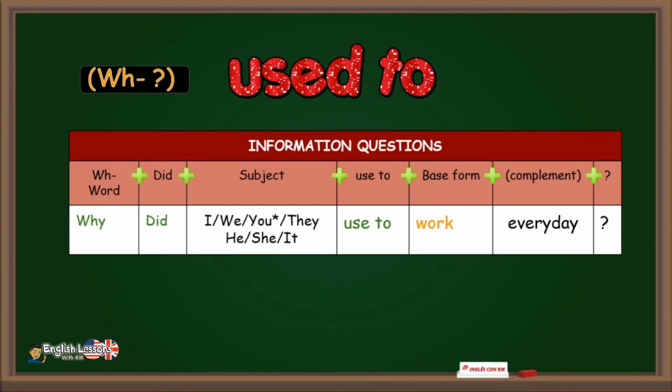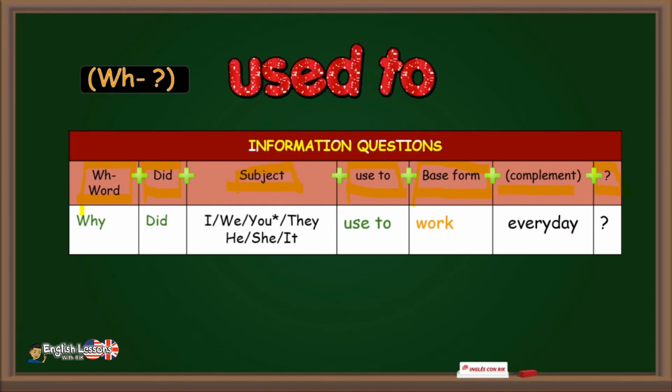In order to write information questions, you must use first a WH word plus did plus subject plus used to plus base form of the verb plus complement if it is needed plus question mark. For example, why did you used to work every day? Why did they used to work every day? Why did she used to work every day?